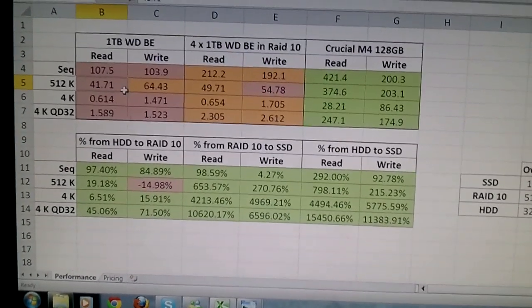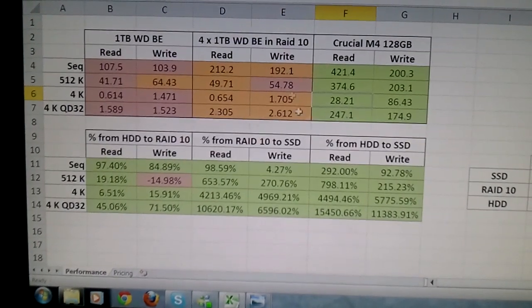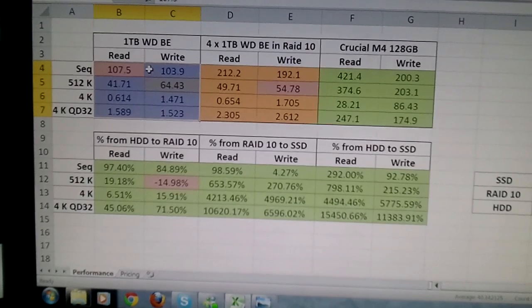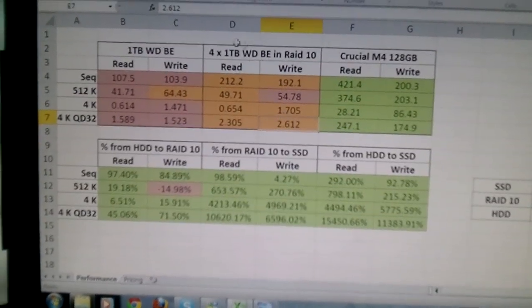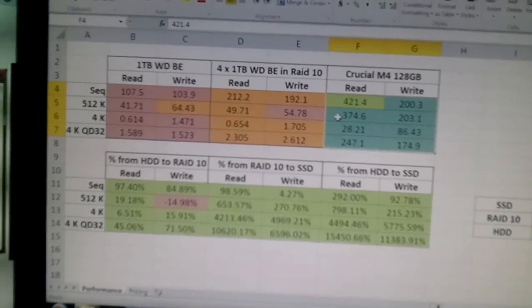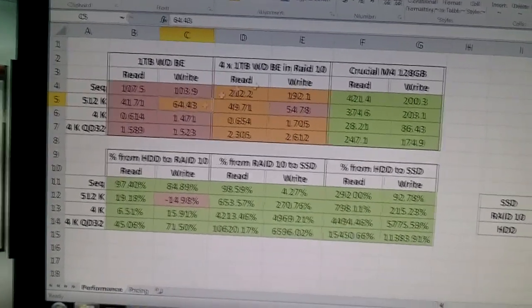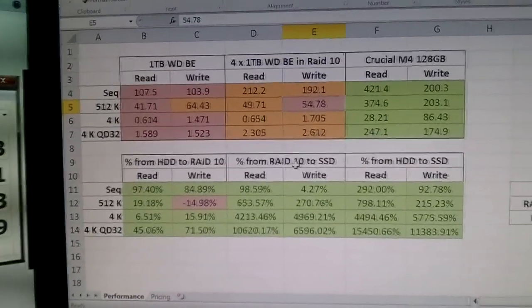In red means third place, orange means second place, and green means first place. So dead last is the 1 terabyte alone, and second is the four 1-terabytes in RAID 10, and first by far is the Crucial M4. One discrepancy here is where the one hard disk performed better than the RAID. Not very sure why.